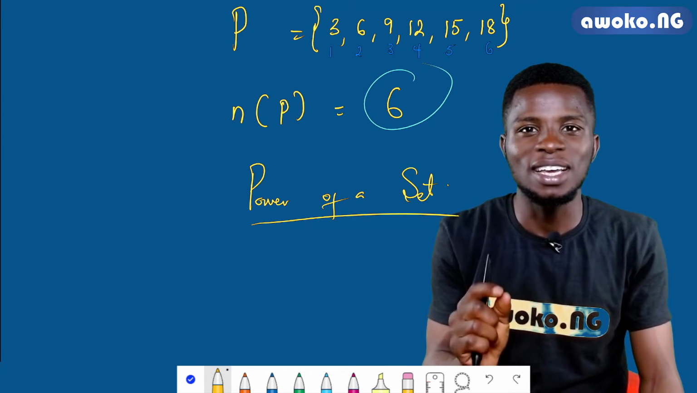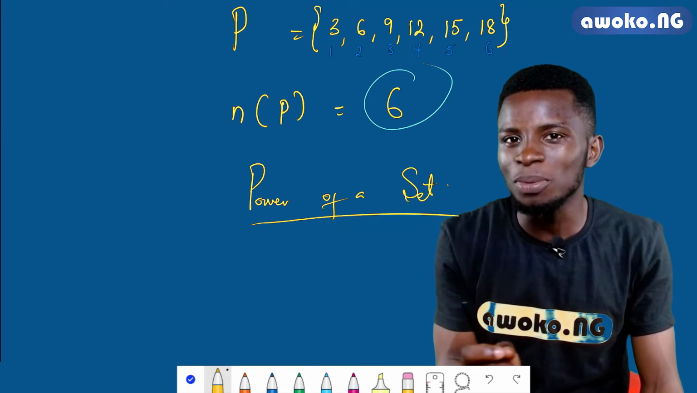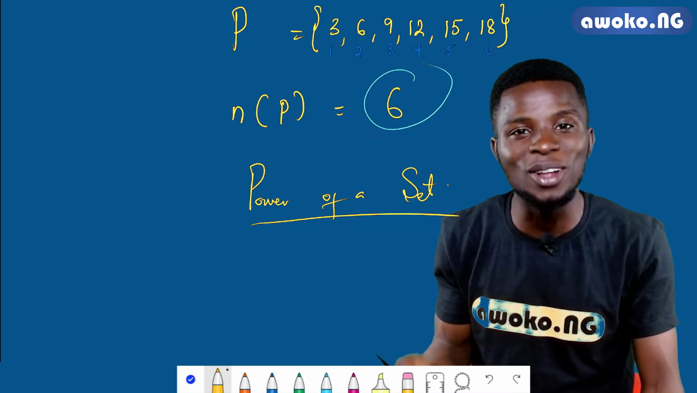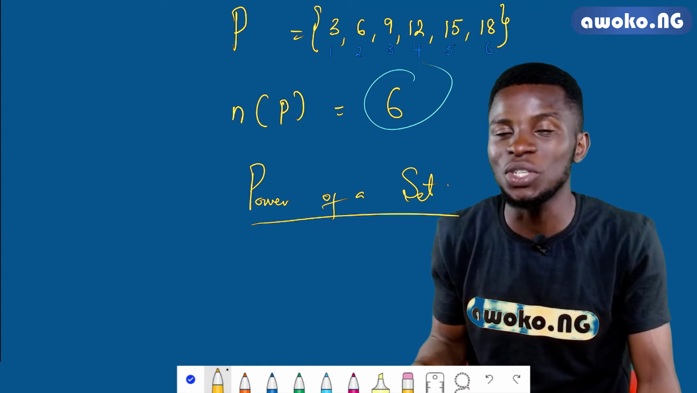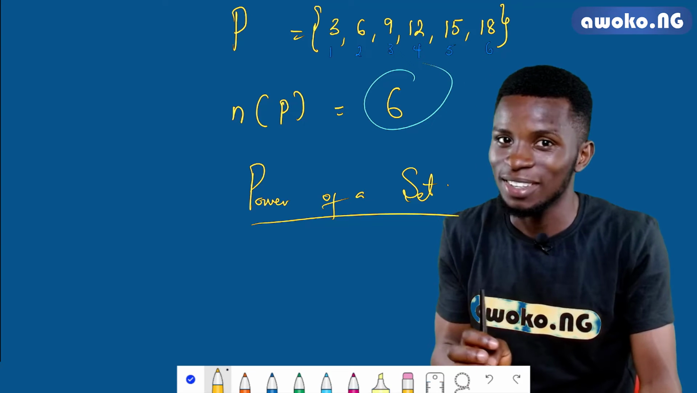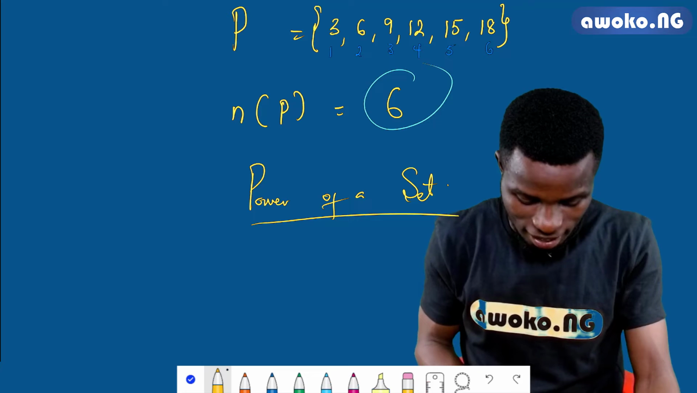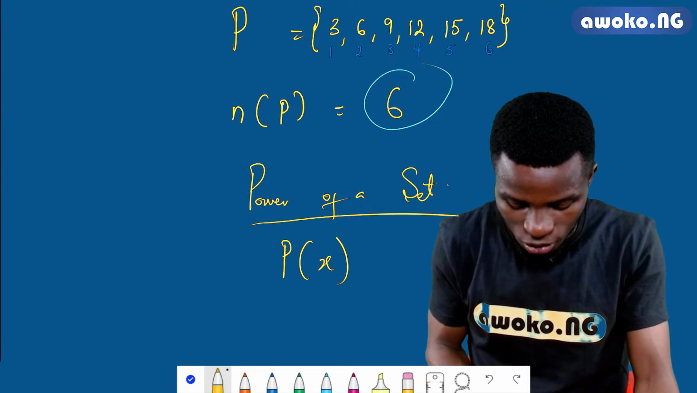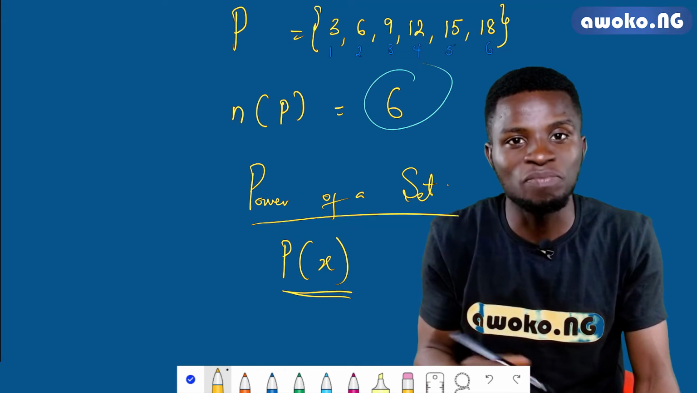The power of a set is that particular set that contains all possible subsets of a set that can be obtained. And by now, I'm sure you know what subsets are. From our previous lessons, we talked about subsets, which are the sets obtained from other bigger sets. So the power of a set is denoted by this symbol, P of X. So whenever you see something like this, it shows the power of the particular set.